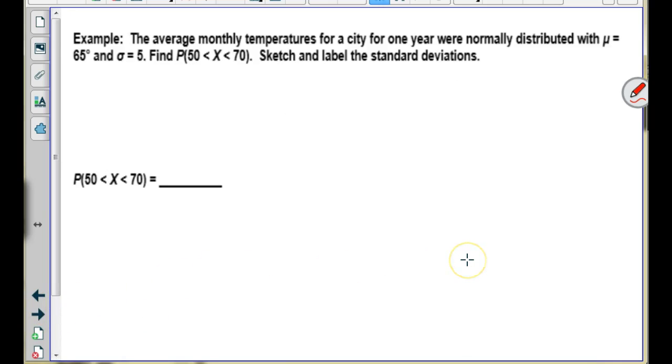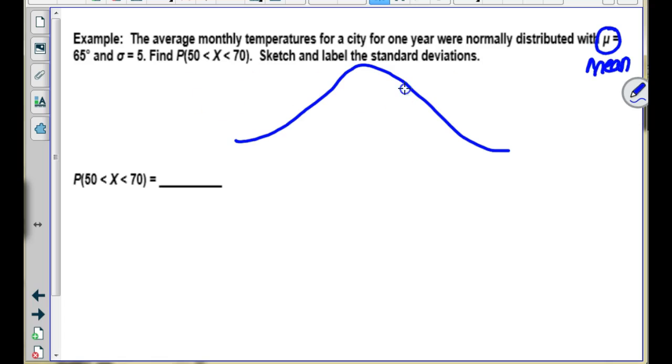All right, here we go. You have this example. I want you to draw a quick sketch. What does it say is the mean? This is a mean. They do use mu on some of these, I guess. This is the mean of 65. And they're just using a different symbol. That symbol is called mu. And the standard deviation is 5.